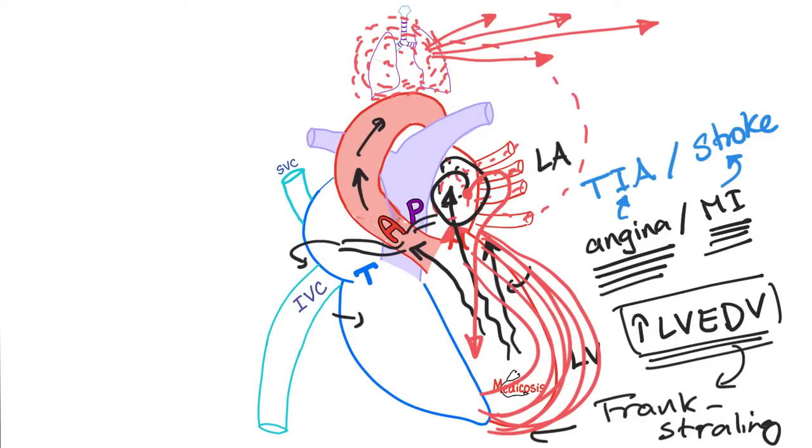So what's going to happen to the point of maximal impulse of the heart? It will be displaced. The apex of the heart will be displaced from the left mid-clavicular line to the left anterior axillary line or left mid-axillary line, in your smelly axilla.